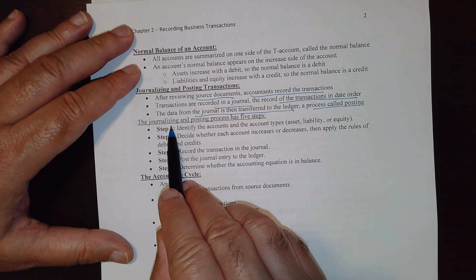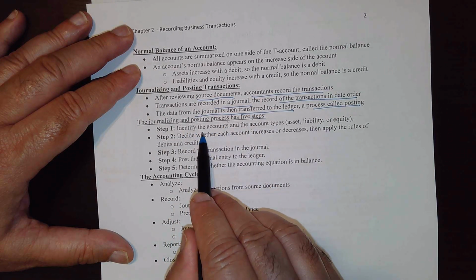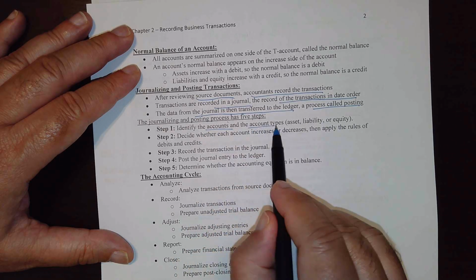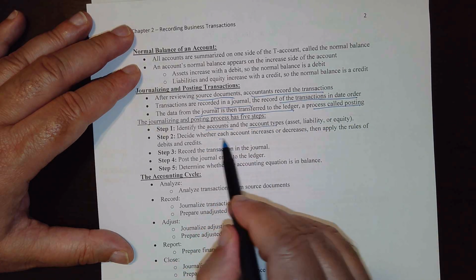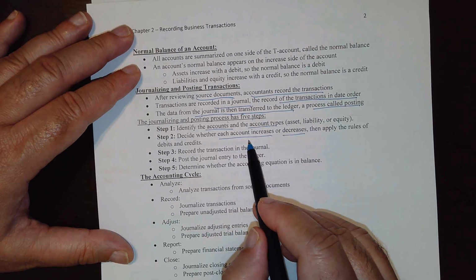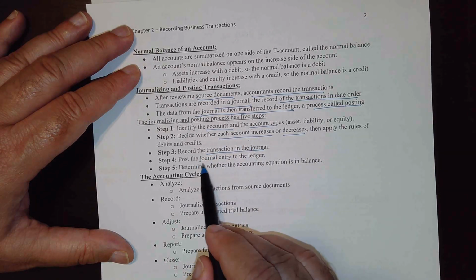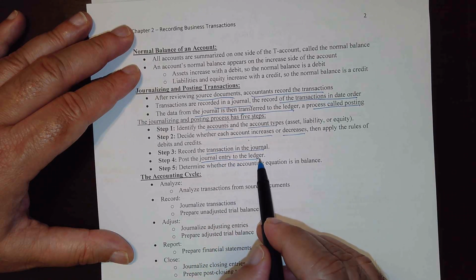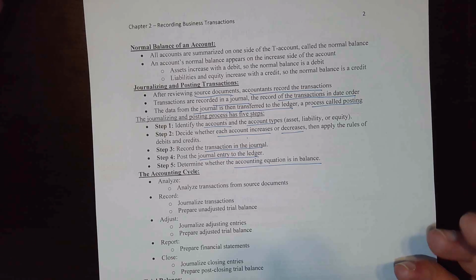So what is the journalizing and posting process? It has 5 steps. Identify the accounts and account types, like asset, liability, equity, revenue, expense. Decide whether each account increases or decreases. How do you decide? Based on the details that have been provided to you. Record the transaction in the journal, post the journal entry to the ledger, and determine whether the accounting equation is in balance. That's all you have to do.